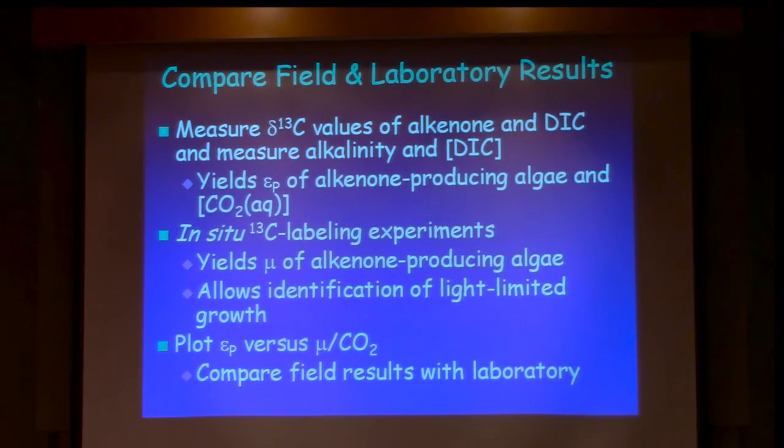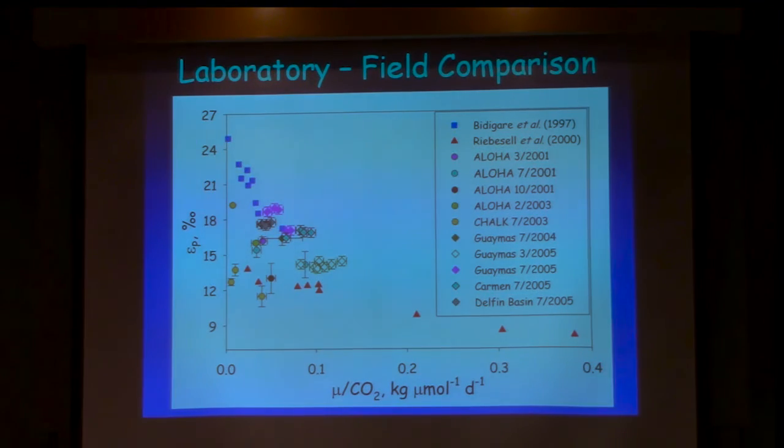So one of the nice things about these experiments and measuring at different depths is that the in situ 13C labeling yields a growth rate, but it also allows us to identify where light-limited growth occurs. We can measure the delta 13C value of the alkanones, and the delta 13C of total dissolved inorganic carbon. We can measure things like alkalinity and DIC concentration, so we can describe the whole inorganic carbon system and calculate the isotopic composition of aqueous CO2 and determine its concentration. So we have all the information we need to plot epsilon p versus growth over CO2 and compare the field results with laboratory results.